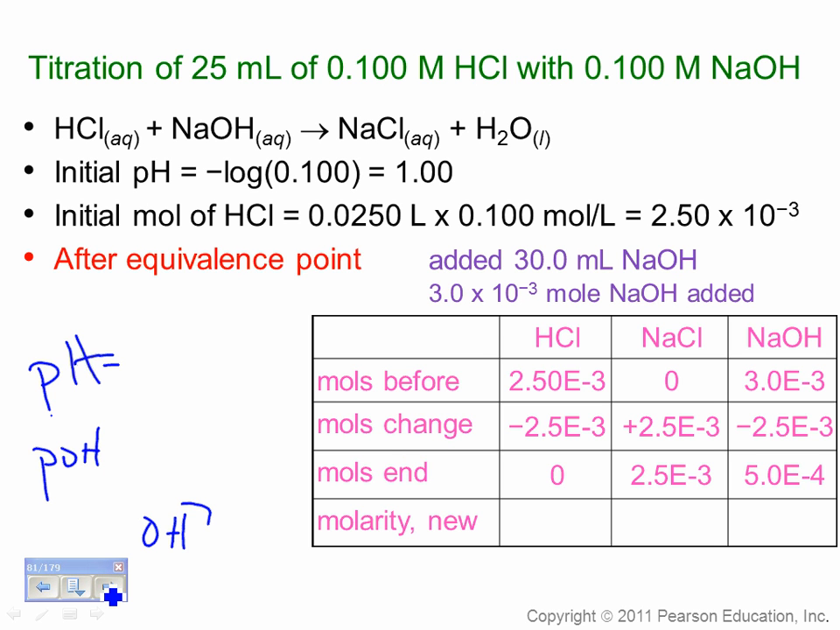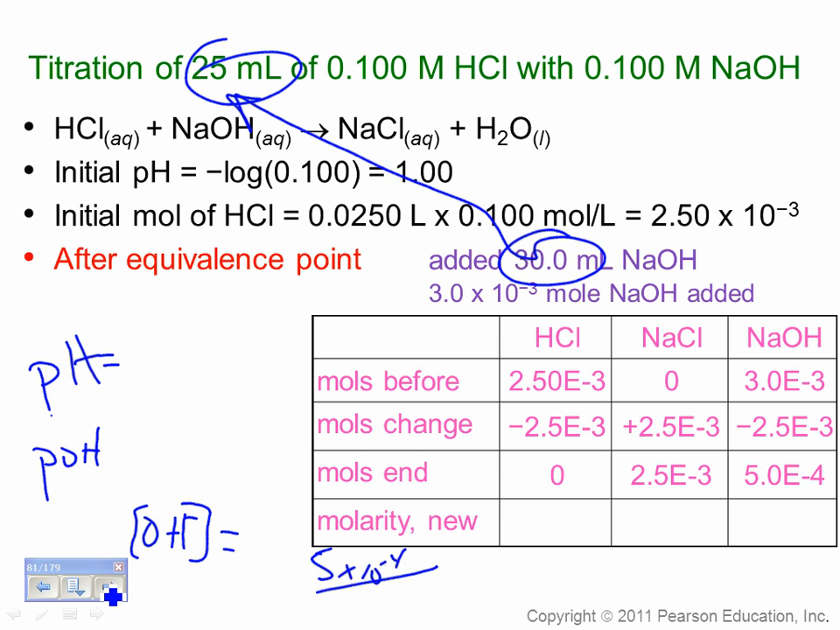The pOH means I need to know the OH concentration, the brackets. I need concentration. The concentration is not 5 times 10 to the minus 4. So it is 5 times 10 to the minus 4 divided by the 55 milliliters, because it's 30, plus the 25 that I started with. So I can't leave it as milliliters. I'm going to change it to liters. It's actually divided by 0.055.